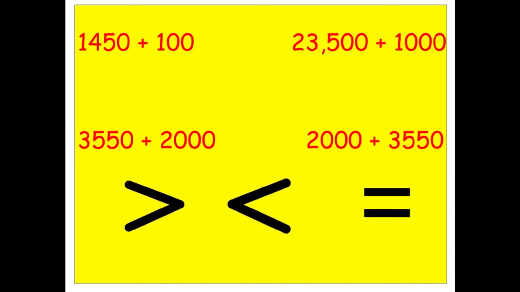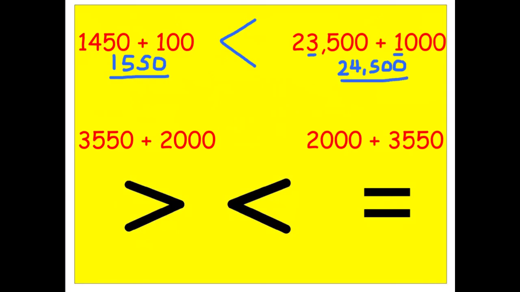Here's two more final examples, but you will see on this occasion there's a little bit of working out required. So you've got to add the numbers before you put in the little symbol in between them. So 1,450 plus 100. So we're adding 100 to our 400s. So we're ending up with 1,550. And on the right side, we're adding 1 to the thousands, of which there are 3. So we've now got 24,500. So quite obvious that the bigger number is on the right, so we need the less than symbol, meaning that the number on the left, 1,550, is less than 24,500.